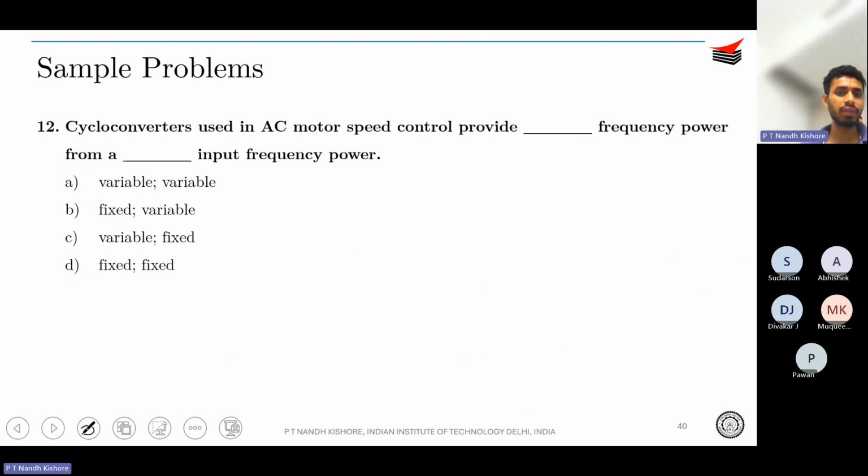Okay. So cycloconverters used in AC motor speed control provide what frequency power from what input frequency power? They provide variable frequency power from a fixed input frequency power. Correct? So you can make the output variable, and the input is obviously fixed. Okay.